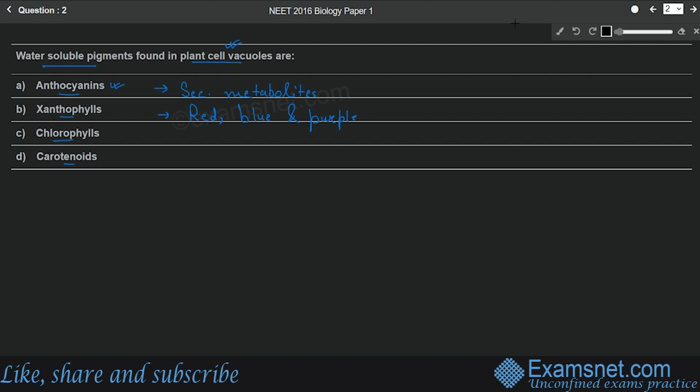It depends on the environmental condition. For example, if it is in acidic environment, then it will appear as red color, whereas in case of alkaline condition it will appear as blue color. Got it? Now it has some health benefits also, as we know. What are the health benefits of anthocyanin pigment? It has some antioxidant and anti-inflammatory properties. So this was all about anthocyanins. So option A will be the correct answer.